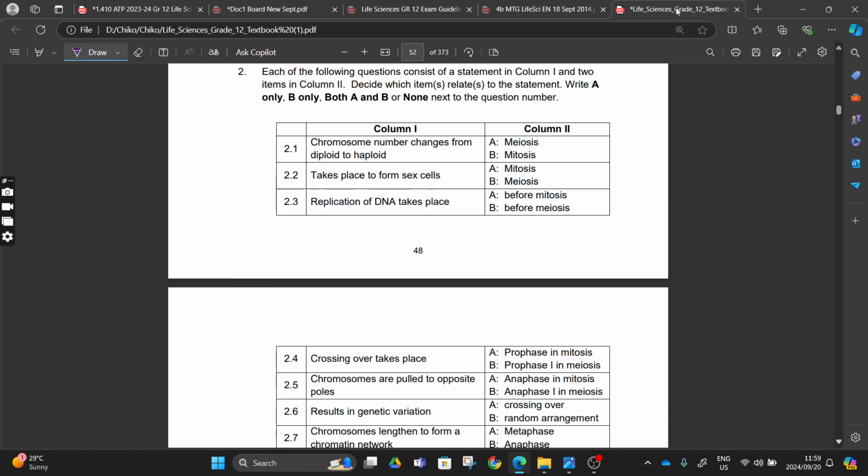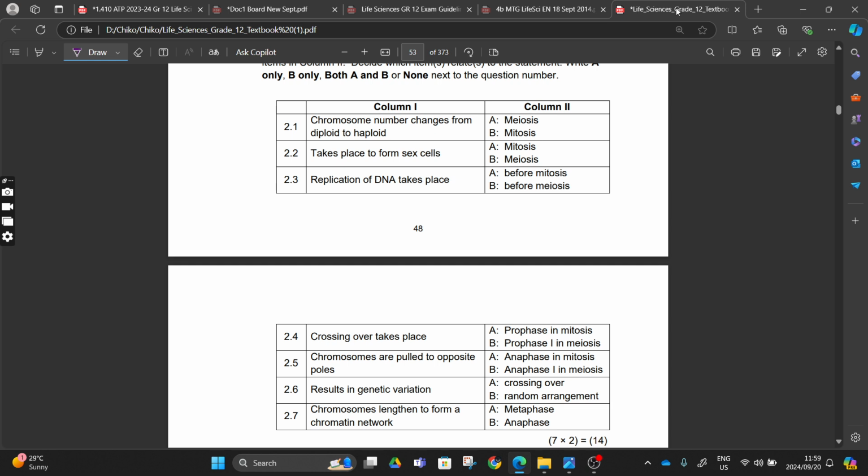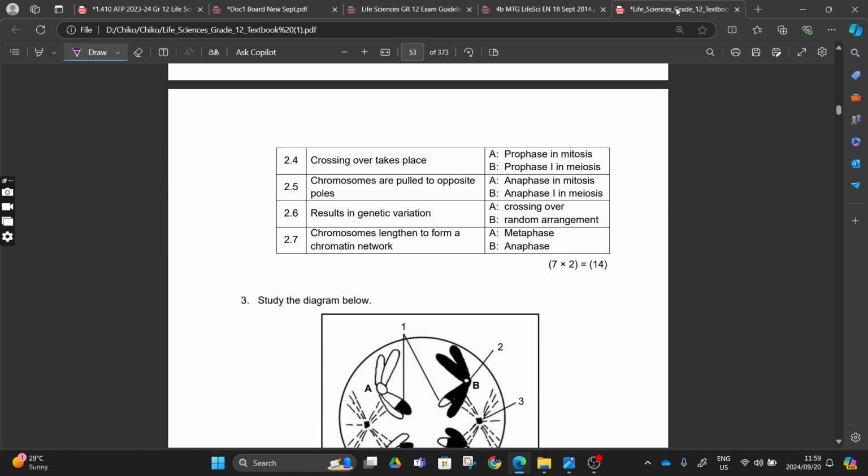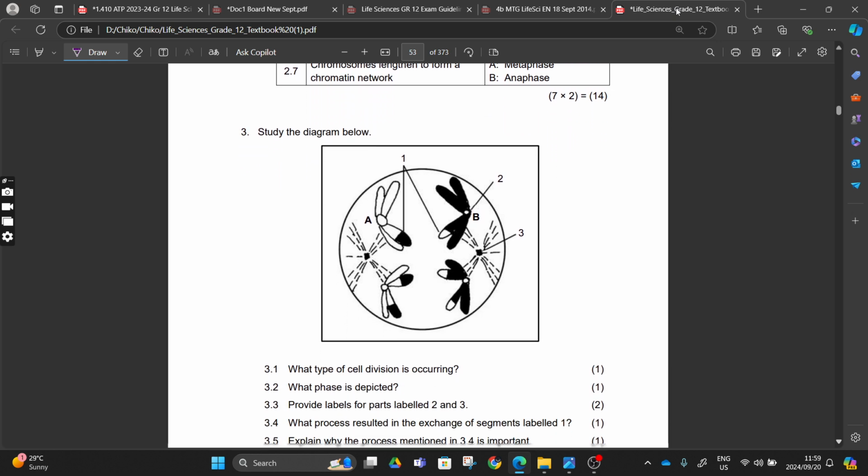You can do this activity: which takes place to form sex cells? Meiosis. You can choose, guys, what results in genetic variation: crossing over and random arrangement both result in genetic variation. Study the diagram below.